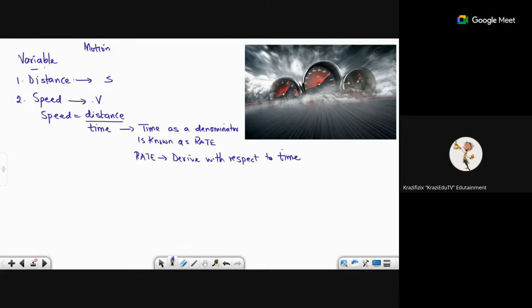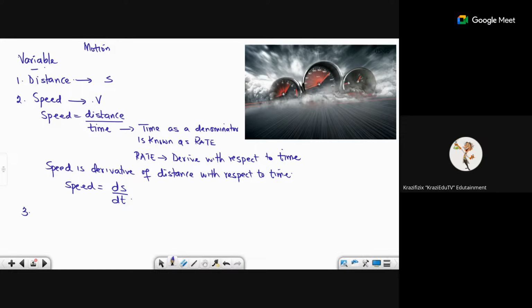What do I mean? So speed is distance over time, all right? Which means speed is the derivative of distance with respect to time. Take note. It means I could then say my speed is ds dt. Take note of that. Once you see time as a denominator, we are now deriving with respect to time.